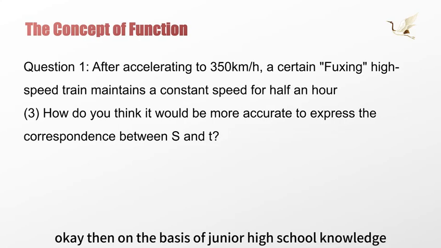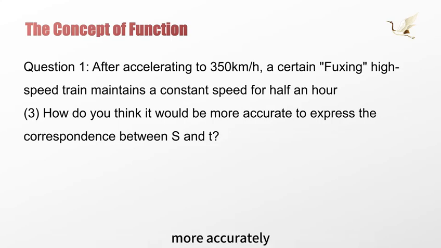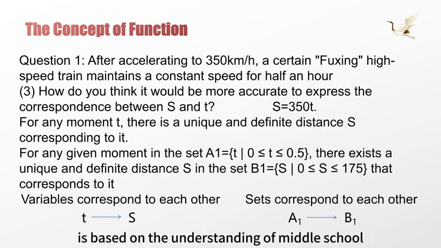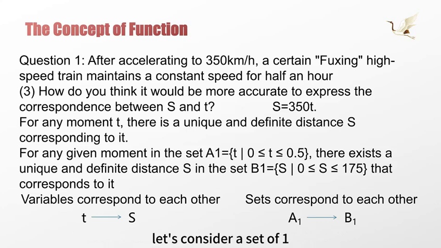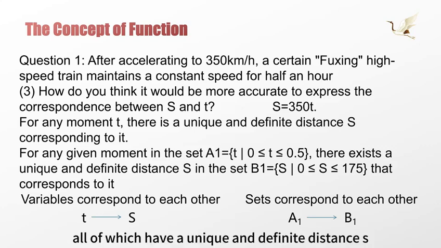Okay, then on the basis of junior high school knowledge, how do you think we can express the correspondence between s and t more accurately? This presentation is based on the understanding of middle school. For any time t, there should be a range at any time. Let's consider a set A1. A1 is equal to {t | 0 ≤ t ≤ 0.5}, all of which have a unique and definite distance s.